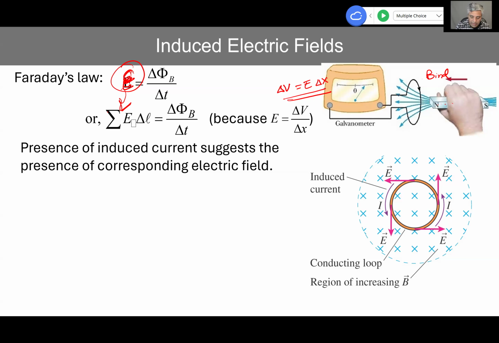So why do I need to write the summation sign here? And delta L here is the length of the wire. Think about something like this coil, right? This coil is in a magnetic field, something like this. When the magnetic field is changing, the current is induced, we learned that, right? So whenever there is current, that means there is EMF, there is a field.